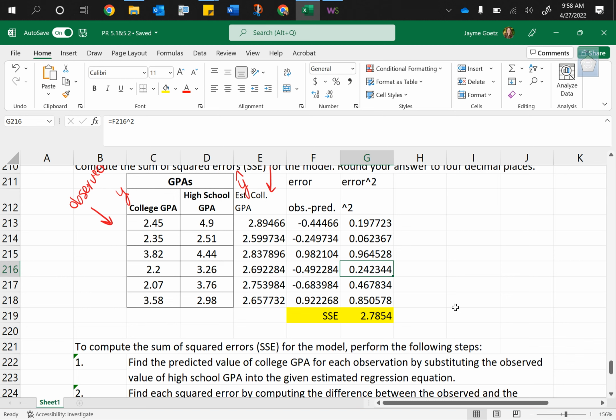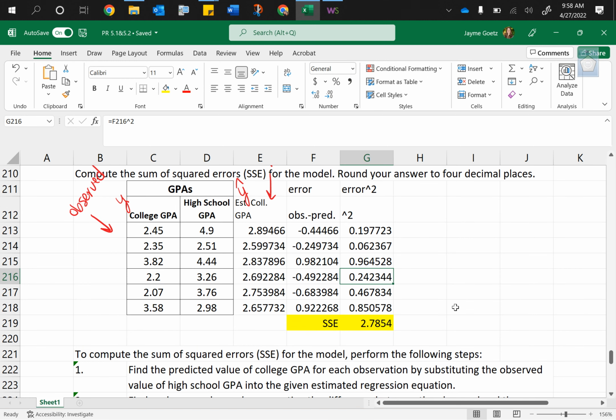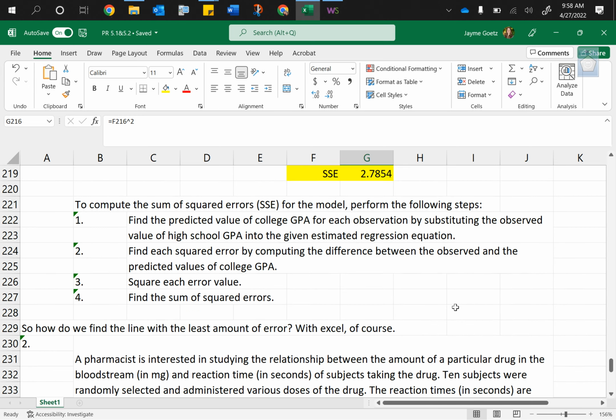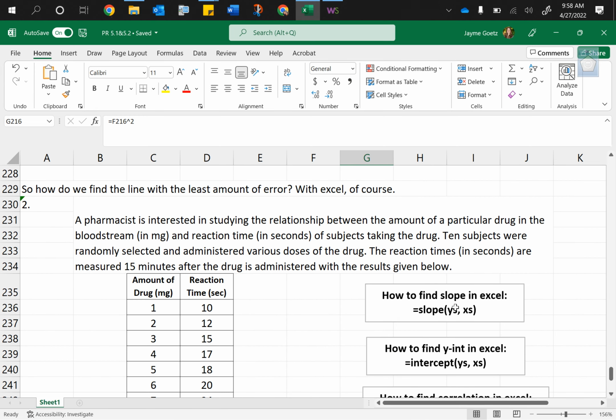So that has a sum of the squared error of 2.754, which is crazy considering that little gizmo we did, their error was like 21 point something. The sum of the squared errors is kind of hard to understand, but our goal is to get that number as low as possible. So my question would be, how on earth do we find the line with the least amount of possible error? With Excel. Excel is going to do it for us. Excel has the capabilities to compute the perfect number so we have the smallest amount of error.